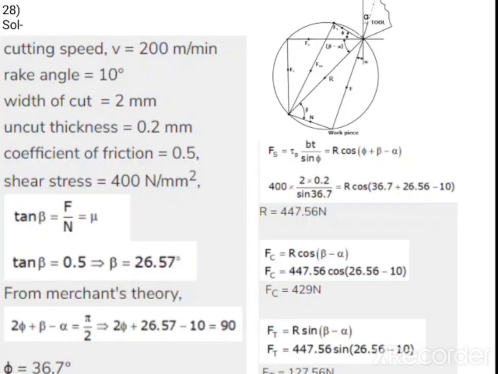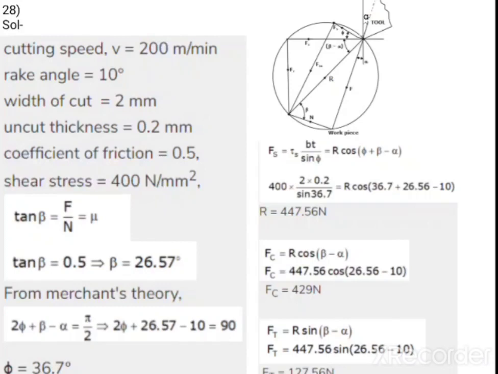Shear stress into area, b t by sin phi. So tau s into b t by sin phi is equal to, if you want the shear force in terms of R, how to write? R into cos of phi plus beta minus alpha. So just put the values. Tau s value is given as 400 megapascal, b value 2 mm, width of the cut, thickness is given as 0.2, uncut thickness 0.2, sin phi already found out 36.7. Only one term is unknown, that is R.